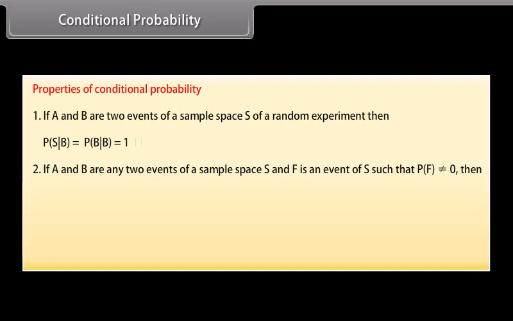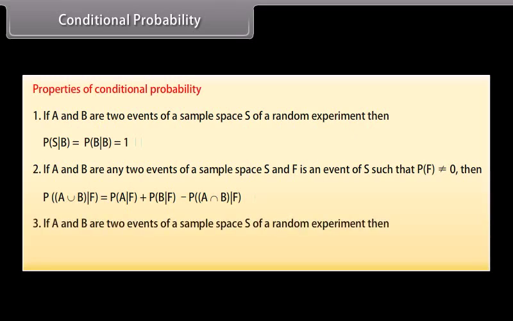2. If A and B are any two events of a sample space S and F is an event of S such that probability of event F not equals to zero, then conditional probability of event A union event B when F is given is equal to conditional probability of event A when F is given plus conditional probability of event B when F is given minus conditional probability of event A intersection event B when F is given. 3. If A and B are two events of a sample space S of a random experiment, then conditional probability of complement of event A when B is given is equal to 1 minus conditional probability of event A when B is given.